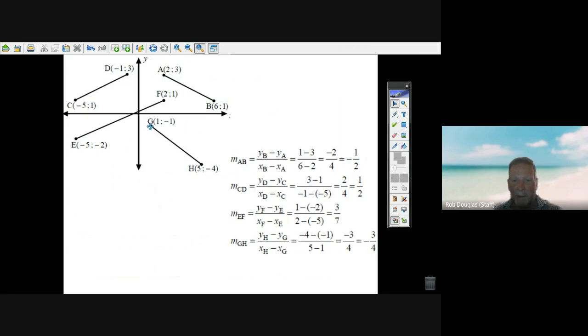And the last one, they went minus 4, minus 1 over 5, minus 1. Well, that's the same as minus 4 plus 1. It's minus 3 over 4. That's going downhill. It's a good thing. It's a negative gradient. Well, we've got a bunch of exercises to practice right on this, but that's our first thing. That's just how to use the gradient formula.